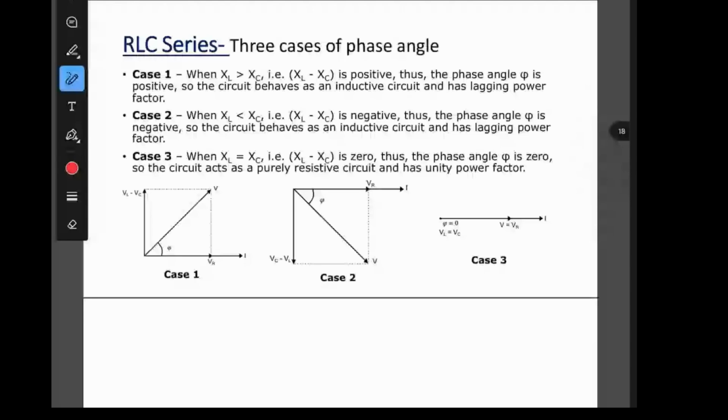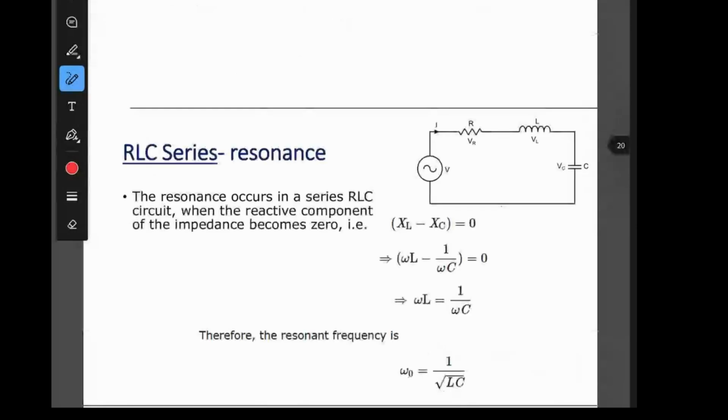Next. Oh, this one is already explained before. Resonant. Okay, resonant.